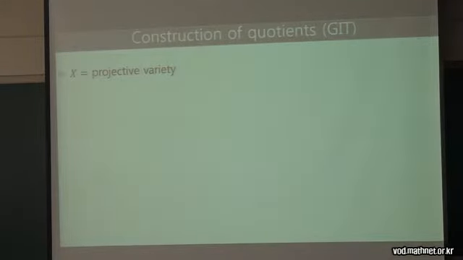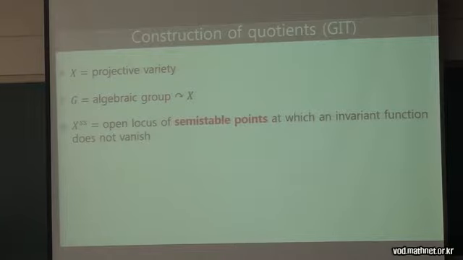Okay, so construction of quotients. Let X be a projective variety, and an algebraic group is acting on the projective variety X. SS denotes the open set of semi-stable points. A point is called semi-stable if there is an invariant function that does not vanish at the point. It could be empty.